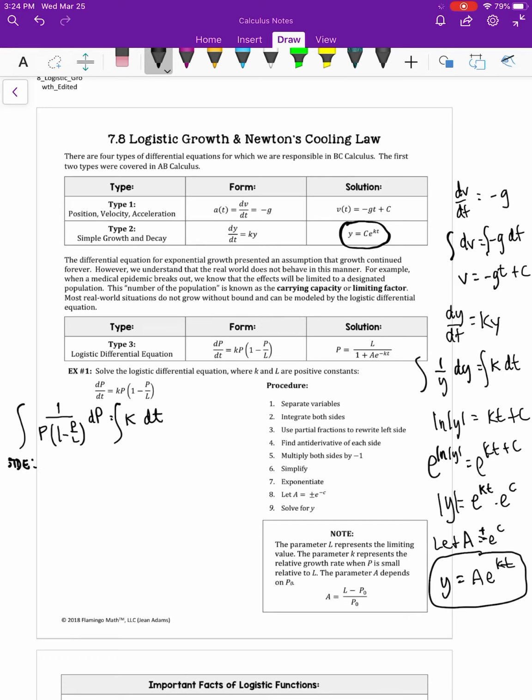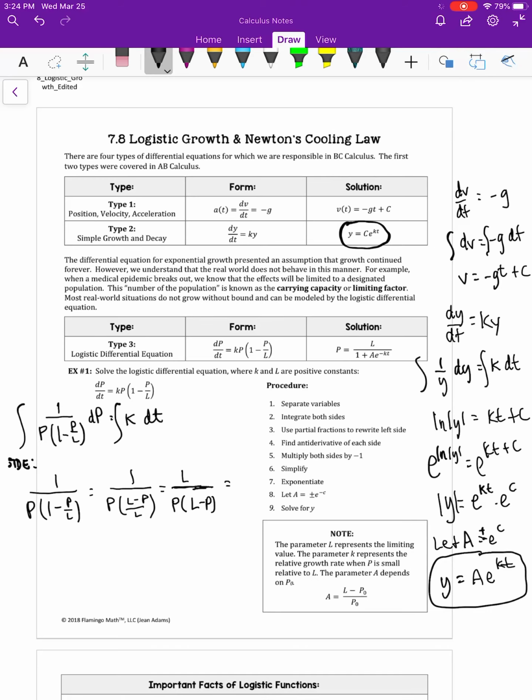Now we have to do a little bit of side work here. I'm just going to say side, because our 1 over p times 1 minus p over L is equivalent to, imagine making that 1 L over L. So this is 1 over p times L minus p all over L. And then simplifying this complex fraction is going to give us L over p times L minus p.